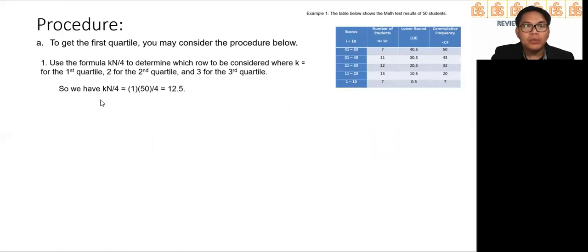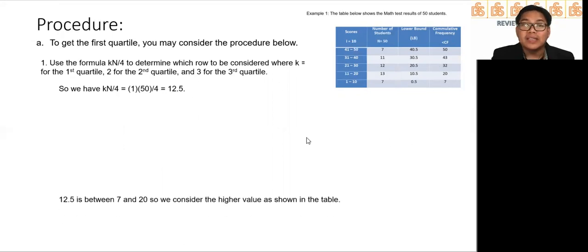Okay, now we have Kn over 4. Since we are looking for the first quartile, we replace K by 1, and then N is 50 as stated here in the table, and then over 4. And you will get 12.5. But what is 12.5? Okay, look at the cumulative frequency here. 7, 20, 32. Where is 12.5? Correct. 12.5 is between 7 and 20.